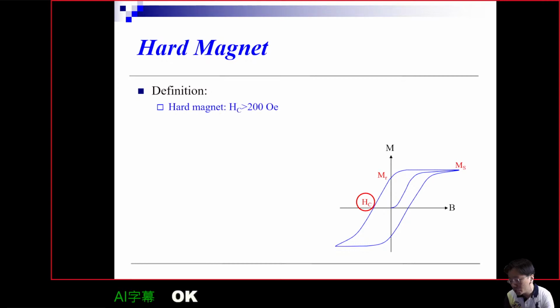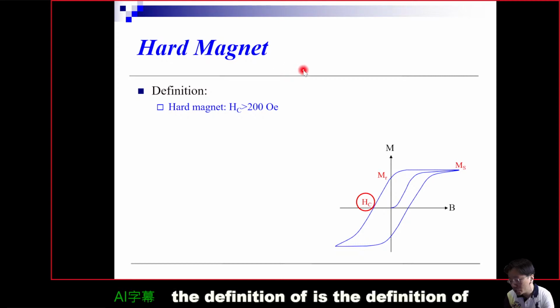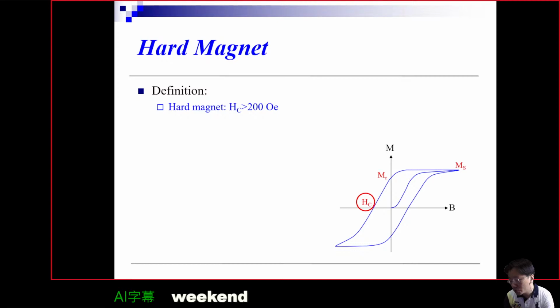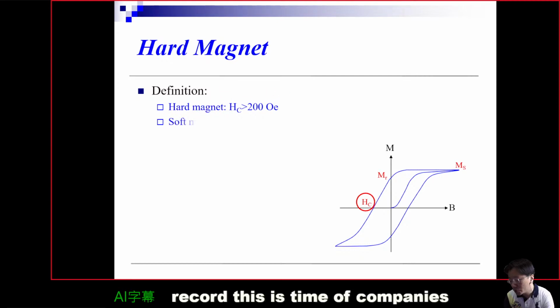No? Okay. So there is some definition. So we have a hard magnet. So you may think if there is any soft magnet. Yes, we did have this soft magnet, but how is the definition of hard magnet and soft magnet? The definition of a hard magnet is if we have a coercivity larger than 200 Oersted, then we call this kind of compound a hard magnet.